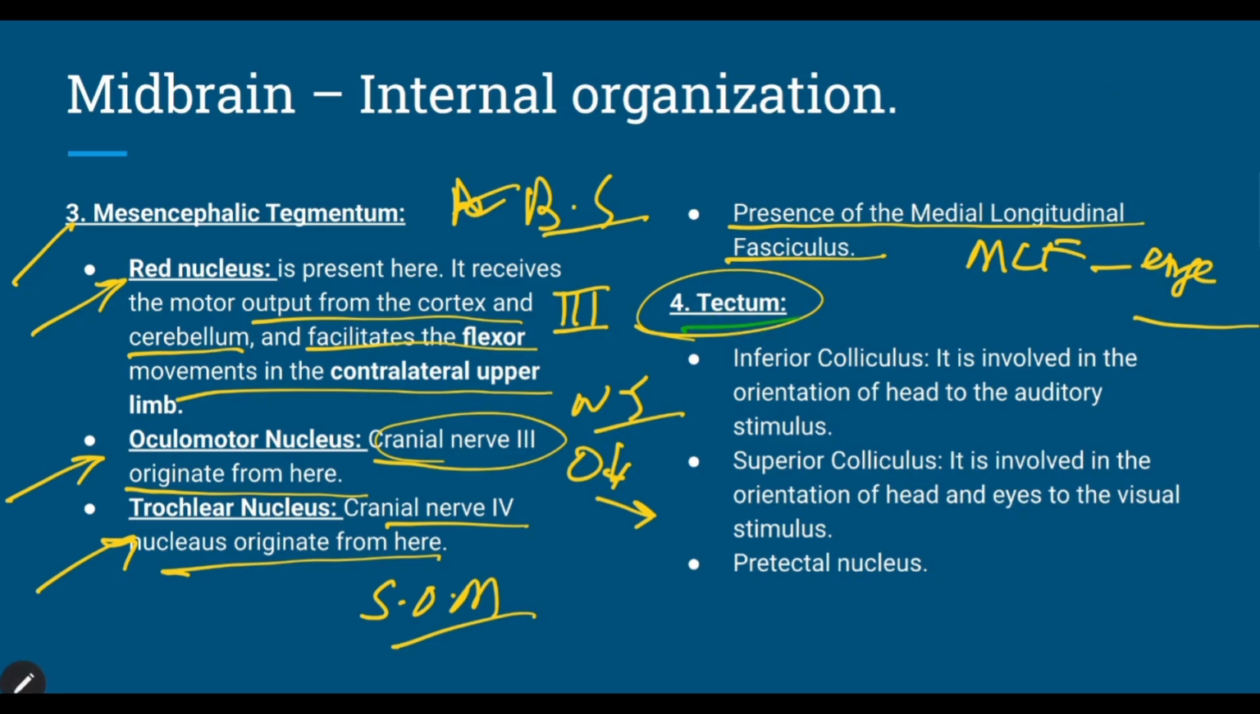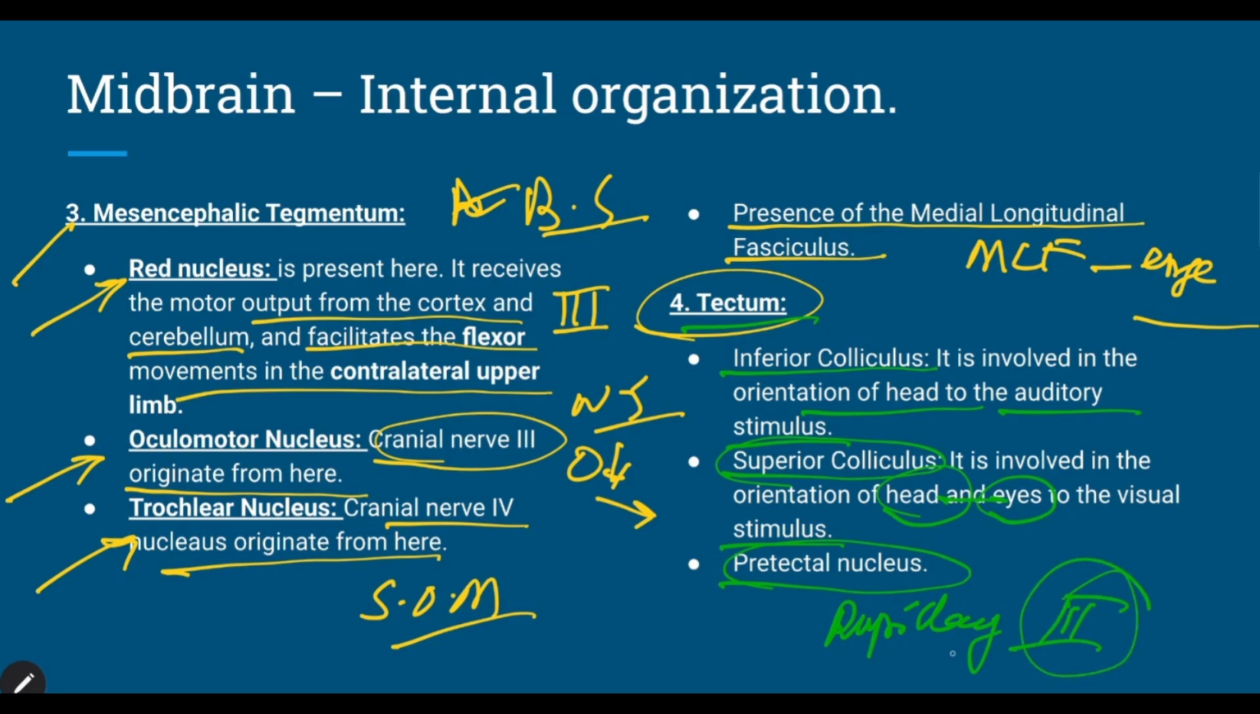Now the tectum, dorsal midbrain. It contains the inferior colliculus, which processes auditory input and helps orient the head to sound. Think about the reflex of head turning to a loud noise. The superior colliculus handles visual reflexes, orienting the head and eyes to visual stimuli, like tracking a moving object. The pretectal nucleus, also in the tectum, is key for the pupillary light reflex. Think about the cranial nerve 3 pathway for pupil constriction.